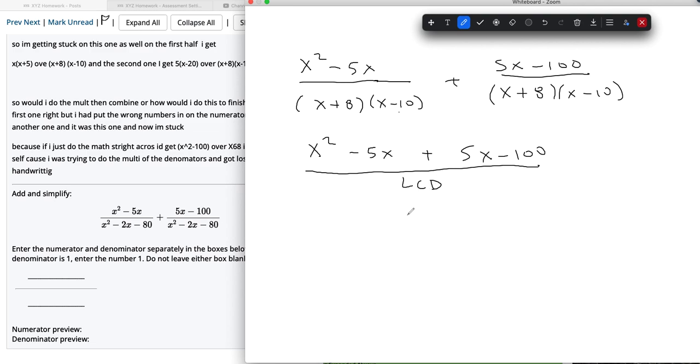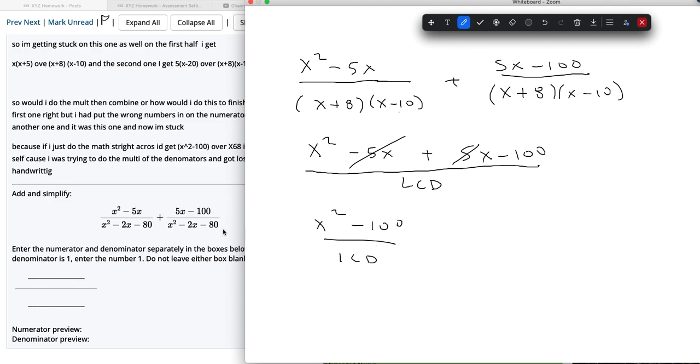I'm just going to write LCD down there for a second. So now x squared minus 5 plus 5, sweet, those cancel. And then you did the math across and you got the same thing. This would have just been one less step to get there.